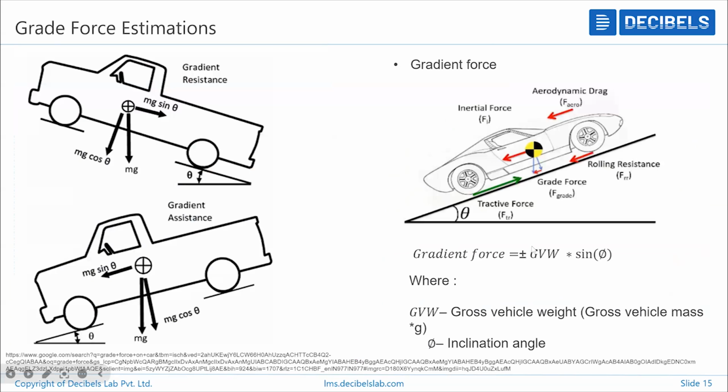So the gradient force is denoted as plus or minus G V M sine theta. Okay, so you can see the equation over here, right? Why the plus or minus? It is because of whether it is a downhill or uphill condition. That defines your plus or minus. So if it is downhill, we will not consider the gradient force. If it is uphill, we have to consider the gradient force.